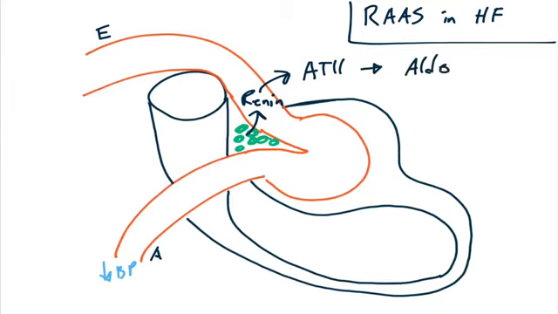Another way to ask a question like this is to ask what would happen to fluid reabsorption from the nephron in a patient with heart failure. Well, increased angiotensin II and increased aldosterone would mean increased fluid reabsorption from the proximal tubule and collecting duct respectively. Therefore, a patient with heart failure would have increased fluid reabsorption from the nephron, so they would have increased volume.